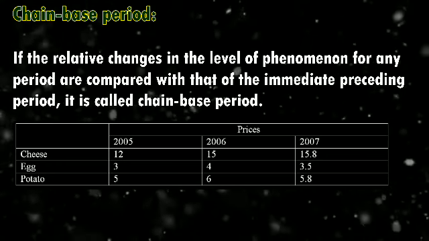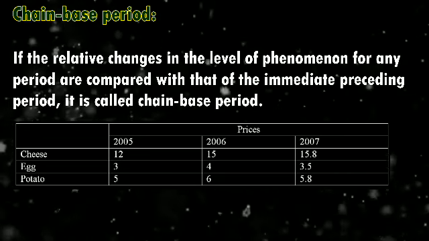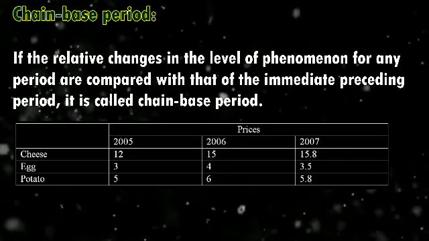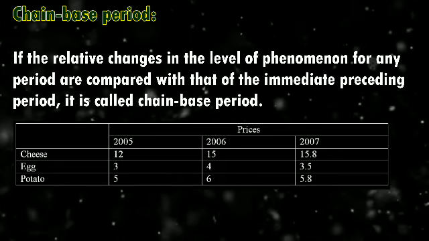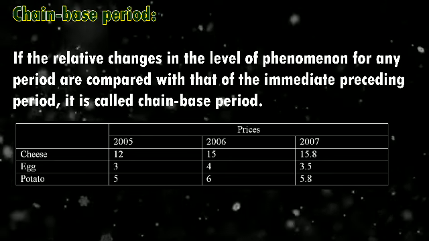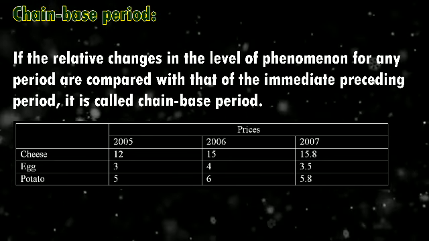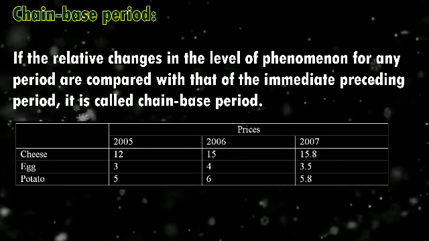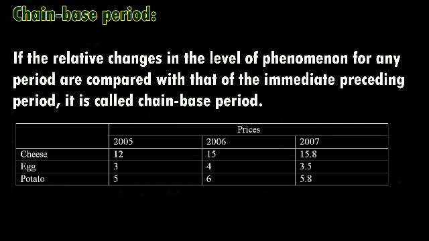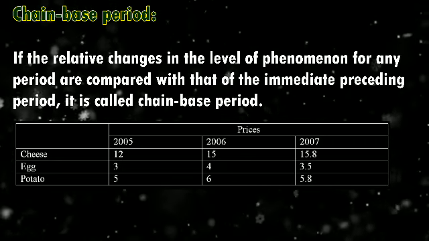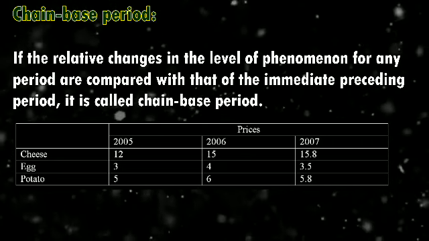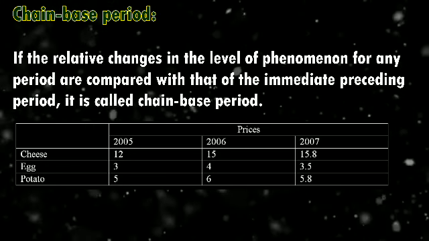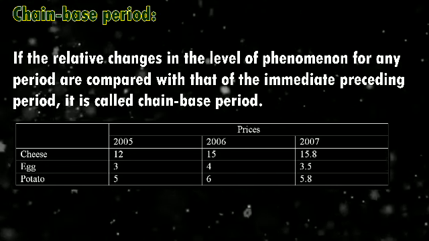Here base and current year are not specified in the slide, which means when the comparison is made between the year 2005 and 6, its preceding period, that is 2005, will be taken as the base period. When the comparison is made between 2006 and 7, its preceding period 2006 will be considered as the base period. So when the comparison is made between the two different years, their preceding period will be considered as the base period. So here it is like a chain.